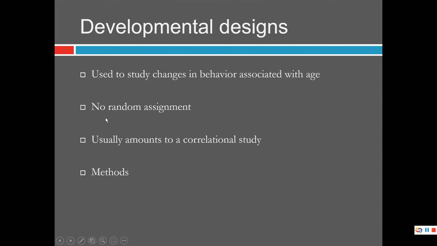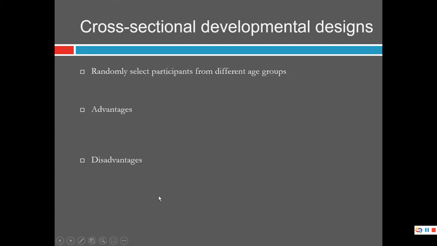They don't include random assignment generally, although you can mix developmental designs and experiments. But usually they are basically just correlational studies, kind of looking at changes related with age. And in general, you're probably already familiar with these terms to some degree, but you could do developmental designs in a few different ways, cross-sectionally or longitudinally.